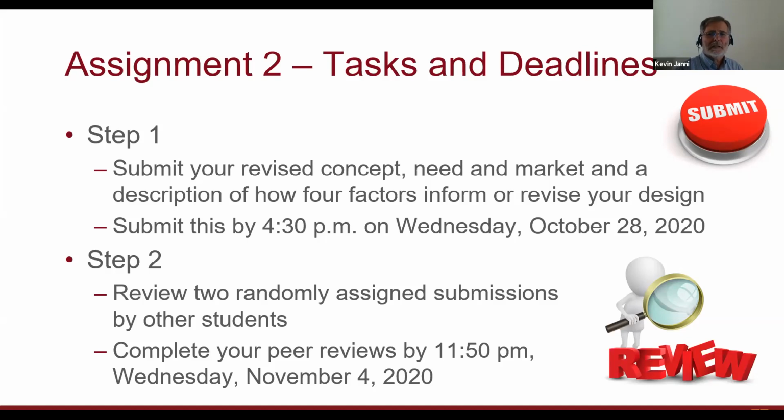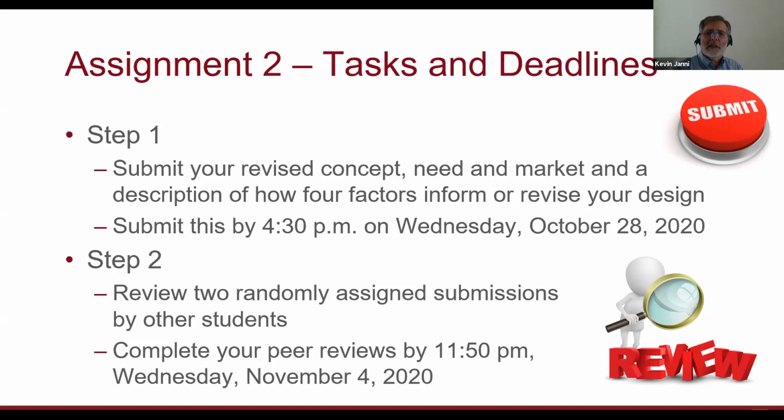The second task is to add to that a description about how 4 factors inform or revise your design. There's again a video that talks about this, why we're having you do this, and a little bit about what that is. There's also information in the assignment file that's posted there. Assignment 2 is due October 28th and reviews are due November 4th.